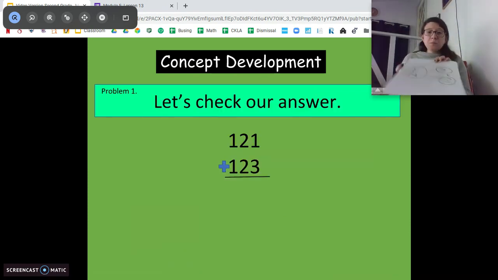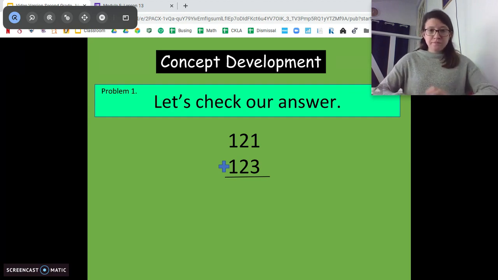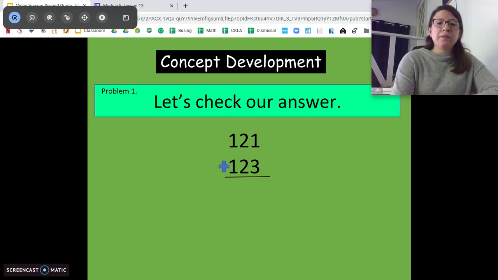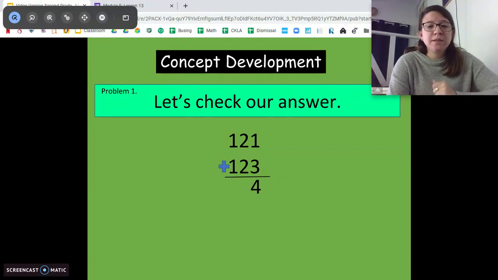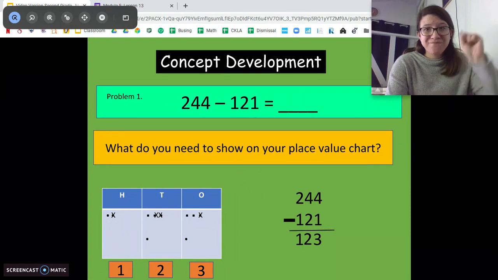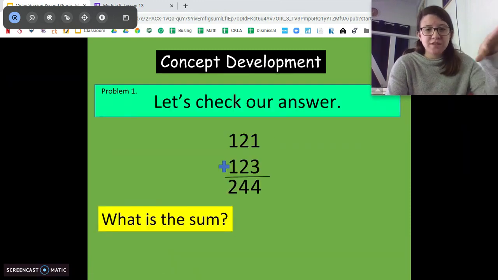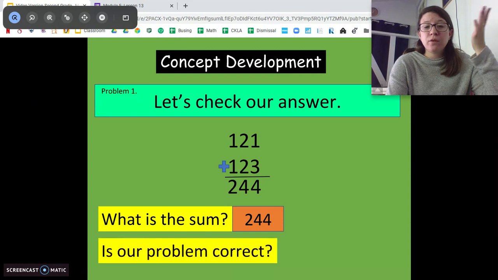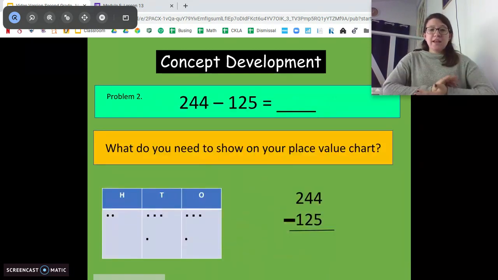So I want you to practice checking your answer. Solve this the vertical way. Go ahead and pause and do that now. Good. I'm going to add my 1s, my 10s, my 100s, and I get 244. Was that our whole? So we did it right. Awesome. The sum is 244. Is our problem correct? Yes, good.